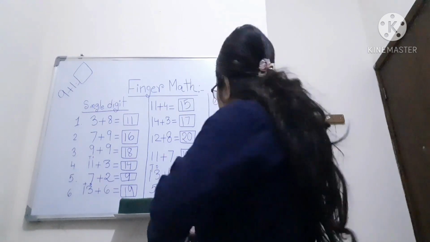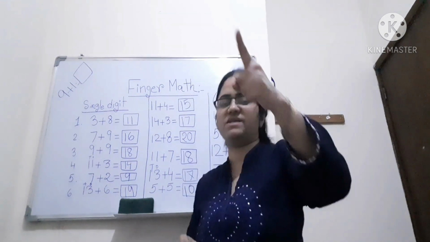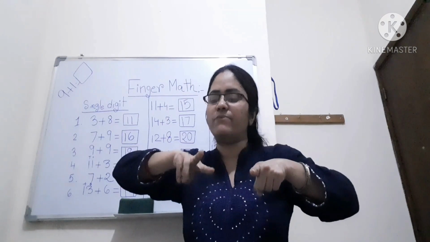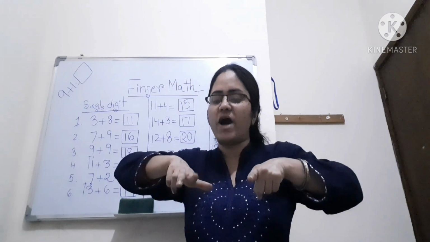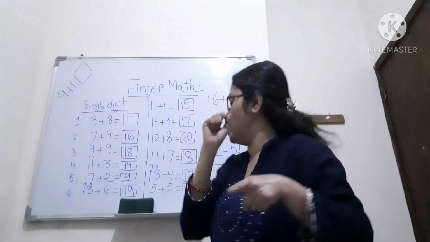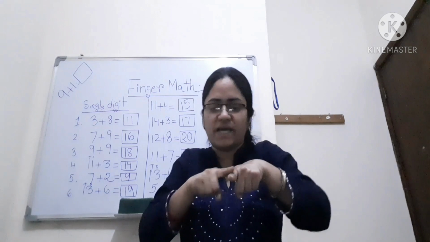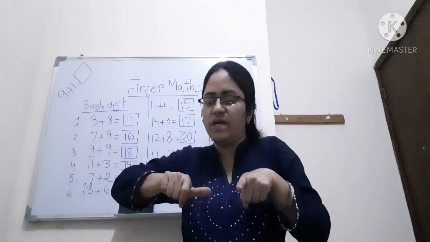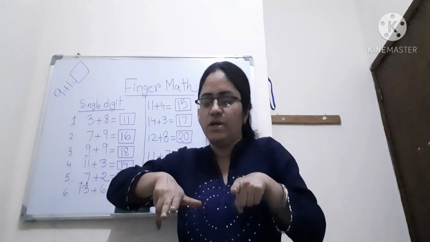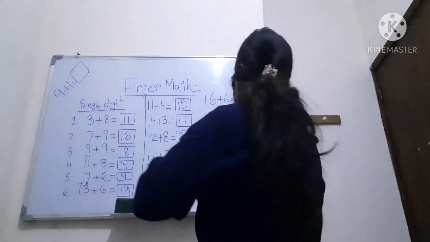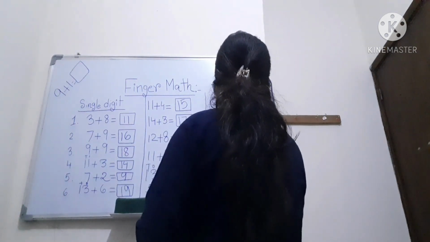12 plus 5. This is 10, this is 12. 12 plus 5. Again, I have to count 5. 1, 2, 3, 4, 5. So what is that? No, 12 plus 5. This is 10, this is 12. 1, 2, 3, 4, 5. What is there? 17. Again 17. 12 plus 5 is equal to 17.